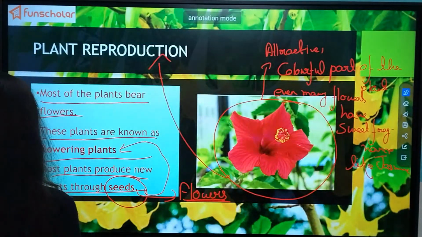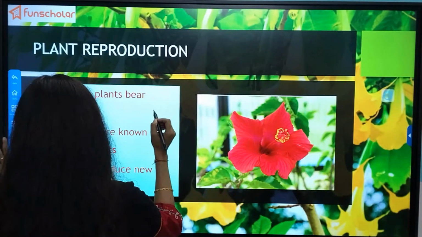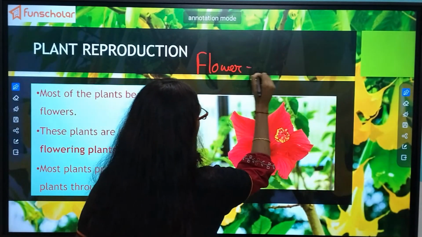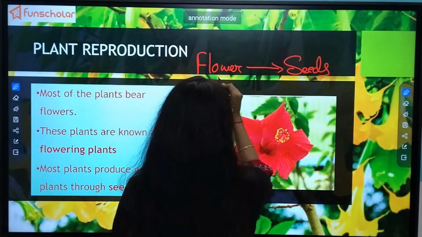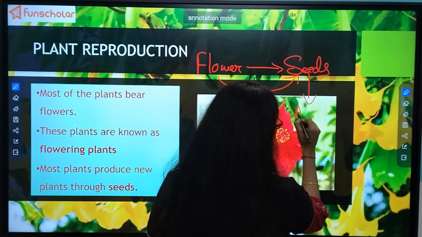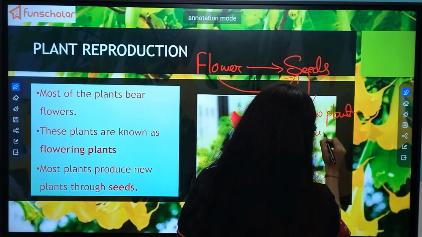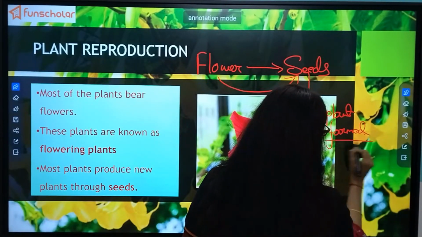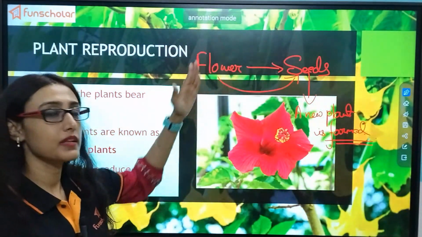Okay. So let me write this for you. Flowers, then seeds. Seeds are being formed from flower, and from seeds a new plant is formed. Okay? Understood? How seeds come? They come from the flower.